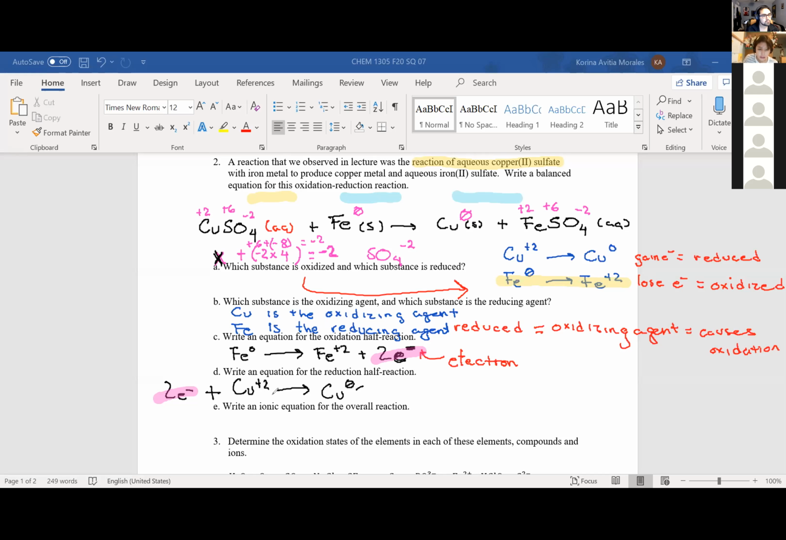What's the ionic equation for the overall reaction? So do you guys remember your ionic equations? How you would do total ionic and net ionic? Like copper +2, sulfur +6, and oxygen -2. All right. Yep, you would just break them up into their ions, right? So copper +2, sulfate, plus iron, solid. We have to determine their state as well, right?